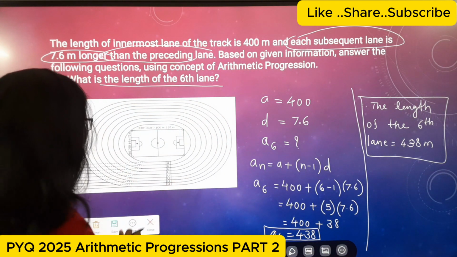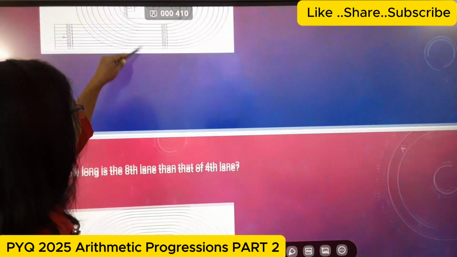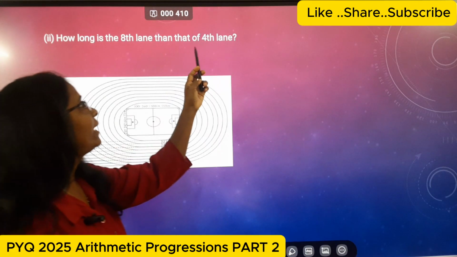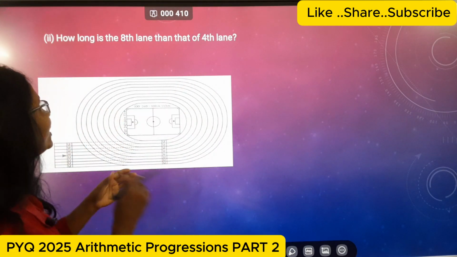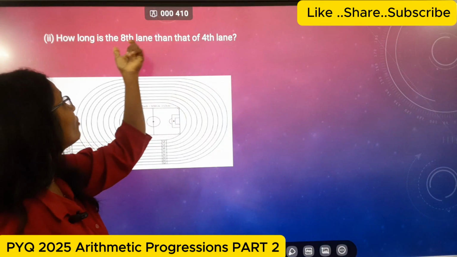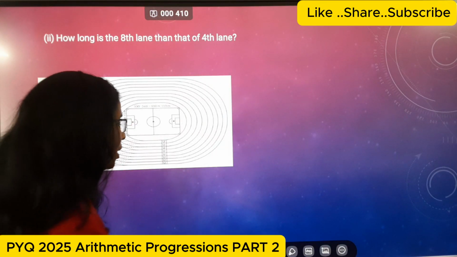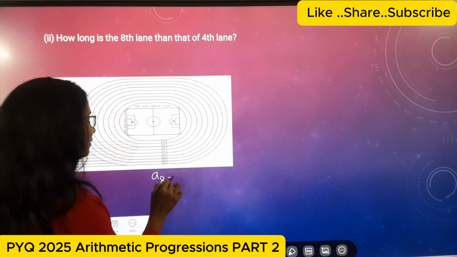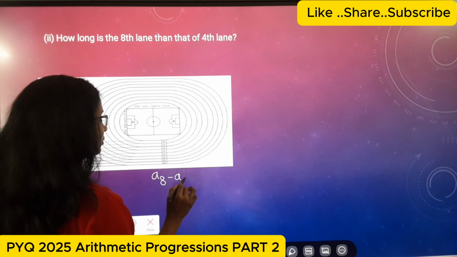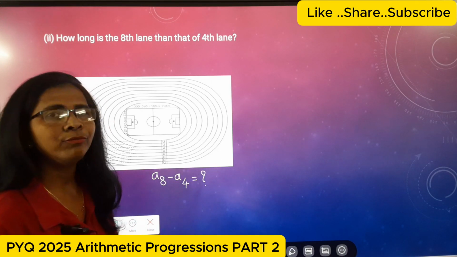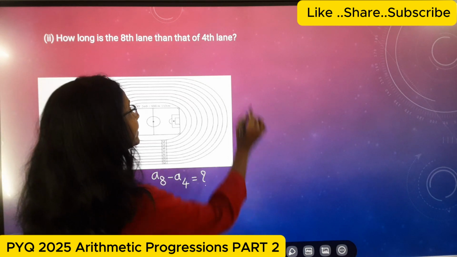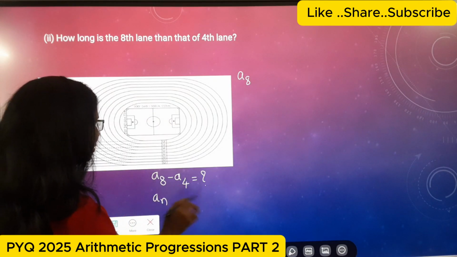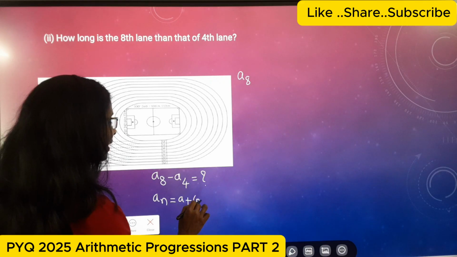The next one, students, see the next question on the basis of this case study: how much longer is the 8th lane than the 4th lane? What is the difference between the distance of the 8th lane and the distance of the 4th lane? So we have to calculate A8 minus A4. First we calculate A8. For both, the formula is An is equal to a plus n minus 1 d.